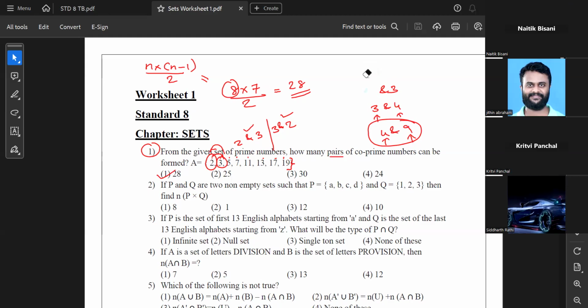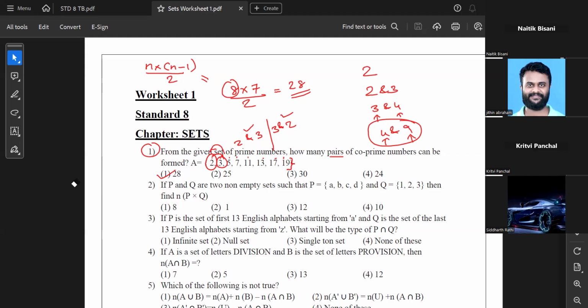Sir, I had a doubt. Is it always such that the co-prime numbers have to be consecutive? Because 4 and 9 are not consecutive. No, there is no such rule. There is only one rule: no common factors. Apart from that, there is no rule. Okay, sir, thank you. You can write 4 and 101 also, if you want.